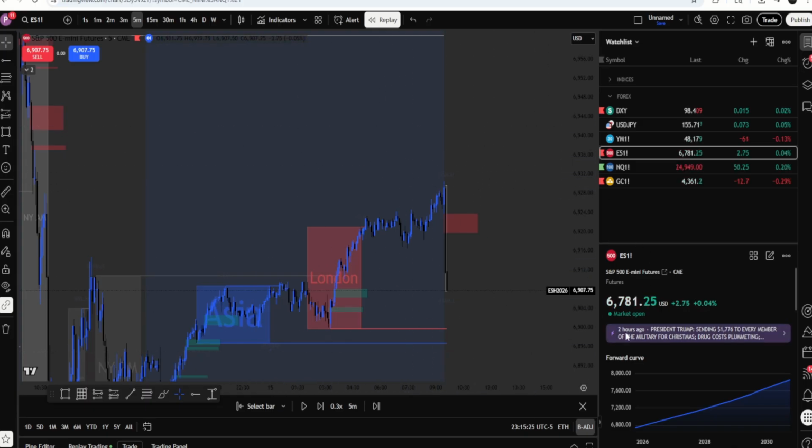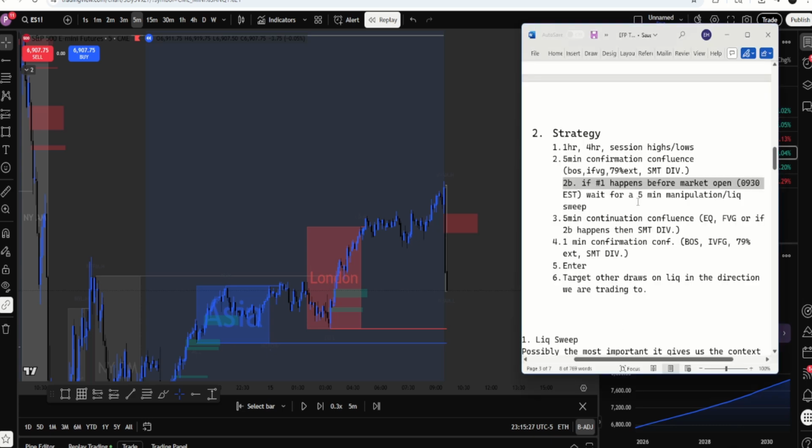So, what else do I got to go over? Right here, boom. We already explained this whole 5 minute, this 2B step. This happens before market open. So that's probably going to be it for today's class. I already went over these two steps. Next class we'll be going over 3 and 4. We'll basically finish it up next class.